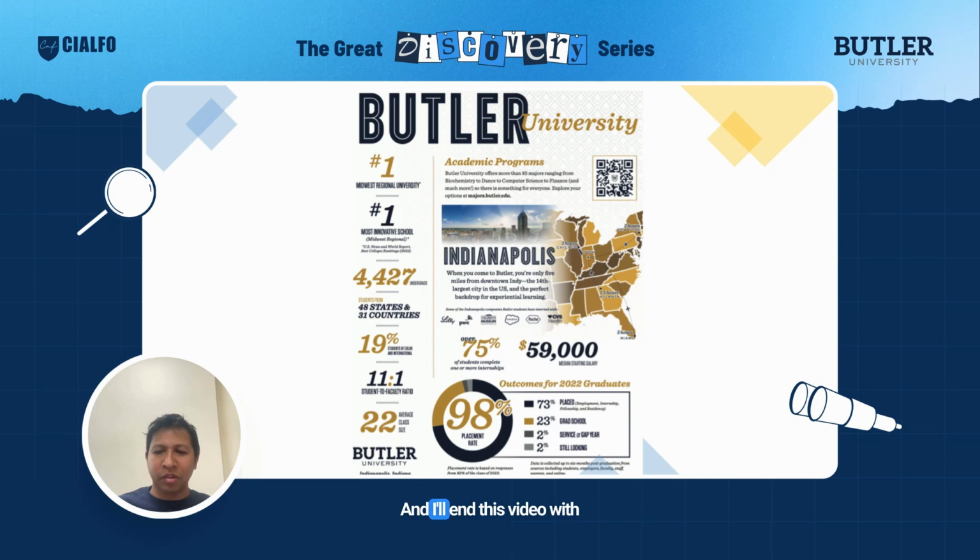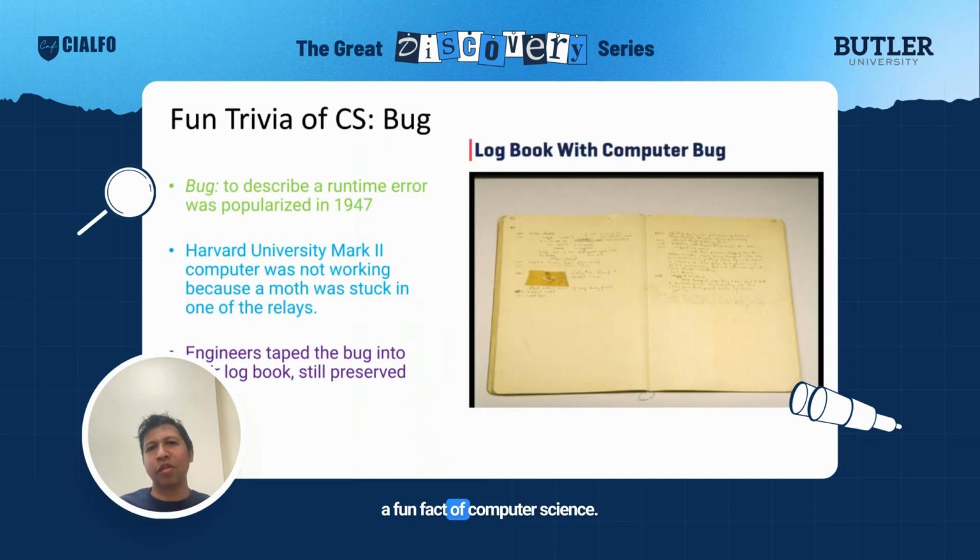And I'll end this video with a fun fact of computer science. Anytime we run code and there is a problem, there is an error, instead of saying there's an error in my code, we always say there's a bug, I need to debug. That means I need to undo my error, and instead of saying undo or finding the error, we say we need to debug. So bug means insect, right? Then what's the relationship between a coding error and a bug?